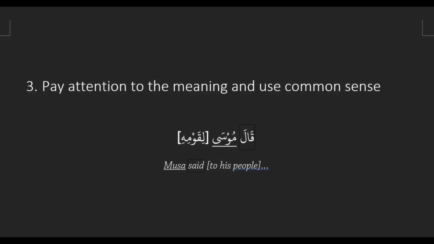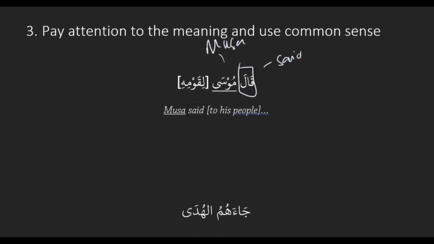So, قال موسى لقومه. قال means "he said." Then we have Musa following it. What do you think Musa would be doing there? "Musa said" is just the most logical thing, you don't really have to overthink it. So again, just pay attention to meaning and use common sense. Ready to do some solving?